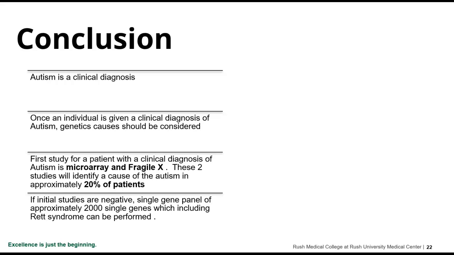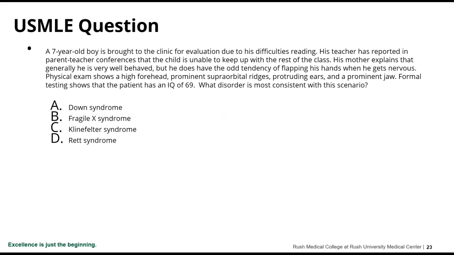If these initial studies are negative, we usually do single gene testing of about 2,000 genes, which includes MECP2 and all those other genes, and that identifies another 25 to 30%. But even looking at identical twin studies, there's still 40 to 50% of patients with autism that no matter how extensive we study, we're not going to find a genetic cause.